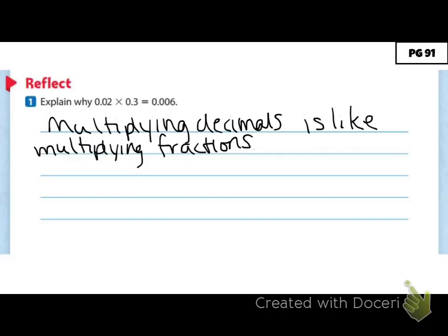So we'd change these into fractions, so we'd have 2 hundredths times 3 tenths, and when we multiply that out, 2 times 3 is 6, 100 times 10 is 1,000. So if we wrote that as a decimal, it would be 3 decimal places, so it'd be 0.006, which is 3 decimal places.